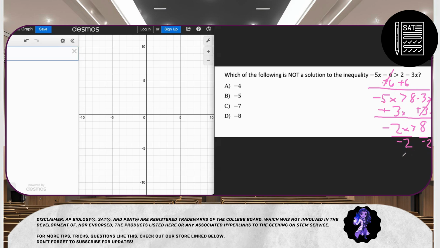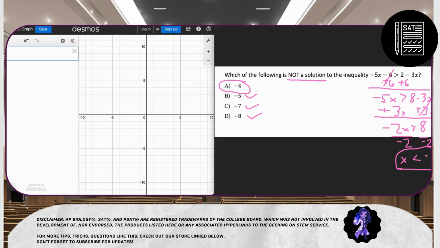So don't forget that. So in this case, x is less than, because remember, we're flipping the sign when there's an inequality and you're dividing by a negative number, and you solve and you get x is less than negative 4. Now, it's important to note that it says which one is not a solution. So because it says x is less than negative 4, any number less than negative 4 is going to actually be a solution. So negative 5, negative 7, and negative 8 happen to be a solution. Since they indicate not a solution, our answer is A.